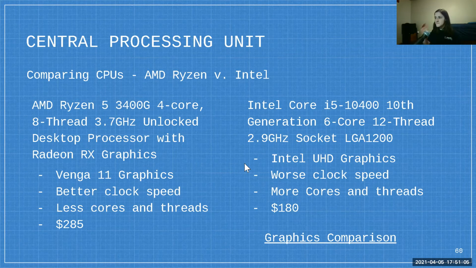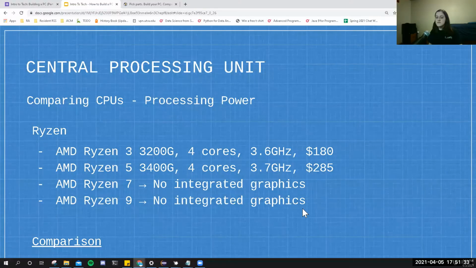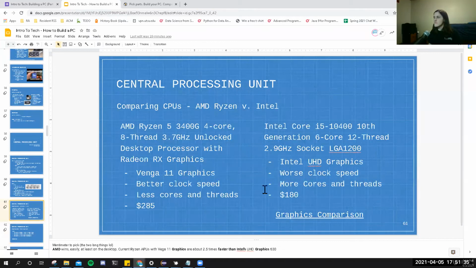But we can see here, this is the clock speed. So it says 3.7 gigahertz versus 2.9 gigahertz. So the Ryzen is significantly faster with its clock speed, but it does have less cores and threads. So it has less opportunity for that parallel execution, whereas you have like 6 cores and 12 threads over here, because each core has 2 threads in it. So let's go ahead and compare graphics.